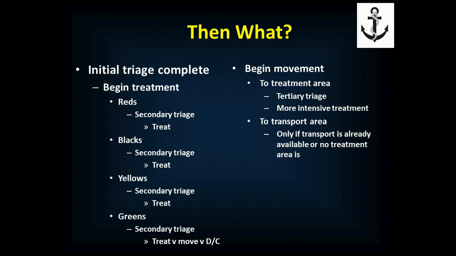You begin treatment. So you go back to your reds. And now amongst the reds, you sort who's the sickest and you start treating them. Once you have treated or moved all of your reds to your treatment area or your transport area, then you go to the black tag patients. You're expecting them to die, but you may find in them some salvageable patients.